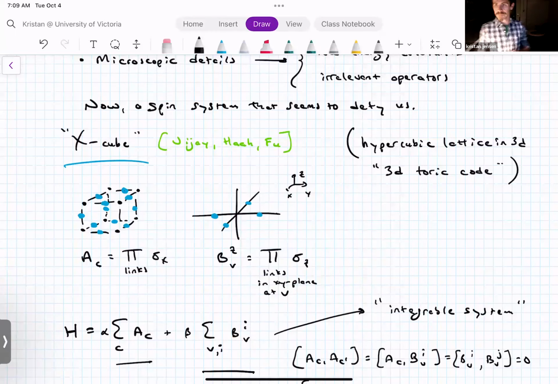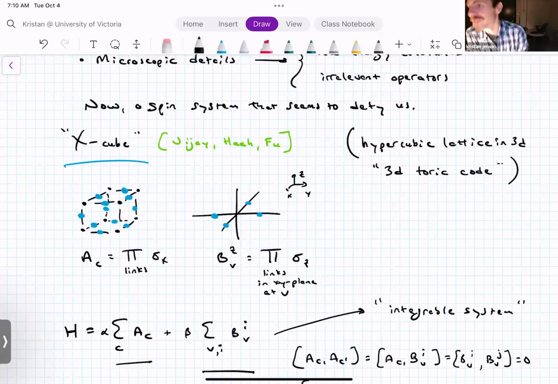The Hamiltonian of this model is a sum of A's on each cube with some coefficient, called alpha, plus a sum of crosses in each direction at each vertex with some other coupling constant. And the thing is that this Hamiltonian, although I didn't say it, the reason why these guys considered it is because it's a sum of commuting projectors. So each of these A's commutes with A at each other site. That's because sigma x's always commute with sigma x's, but they also commute with the B's at every site.